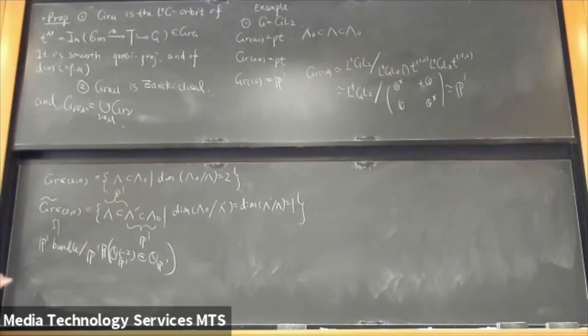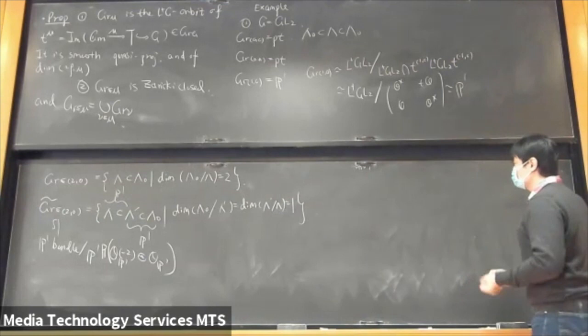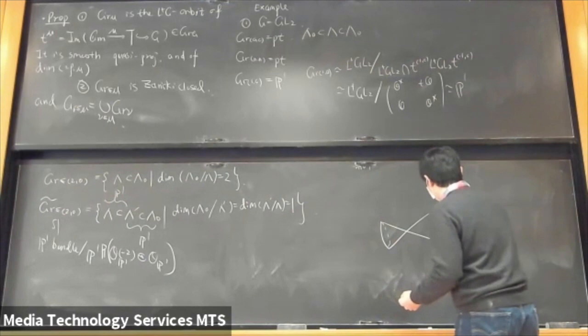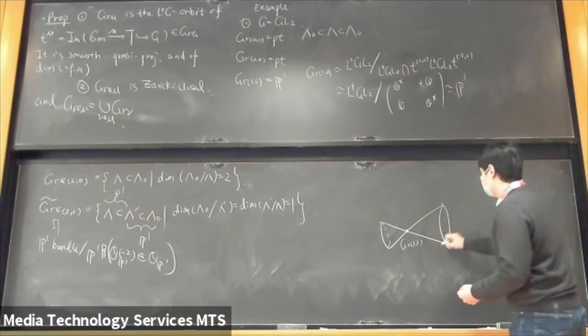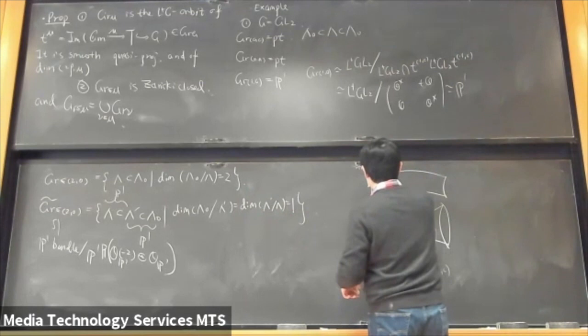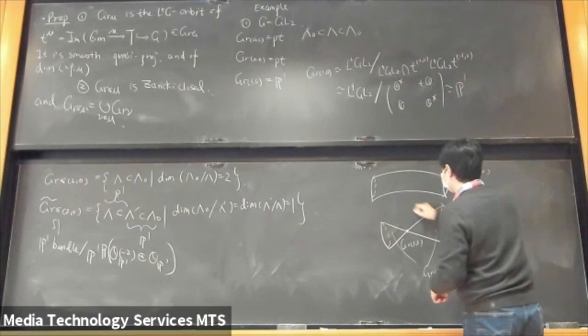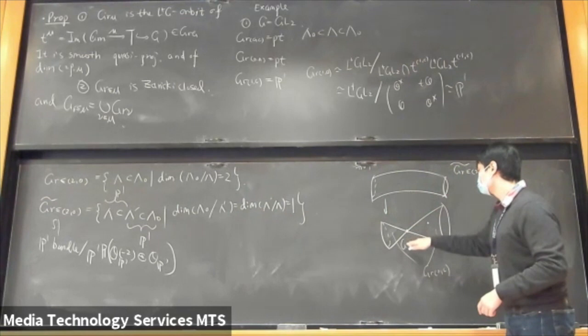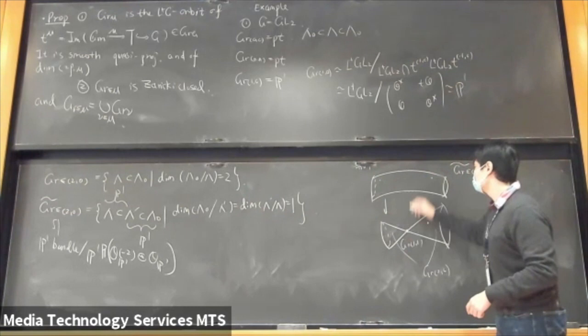And the picture of this Gr less than or equal to 2,0 will look like this. The singular point is Gr 1,1, and everything else is Gr 2,0. And this Gr tilde 2,0 looks like this. So this is a natural projection, and we see for any point that is different from this Gr 1,1, we have a unique pre-image. And the pre-image of this point is a curve, which looks like this. Okay.